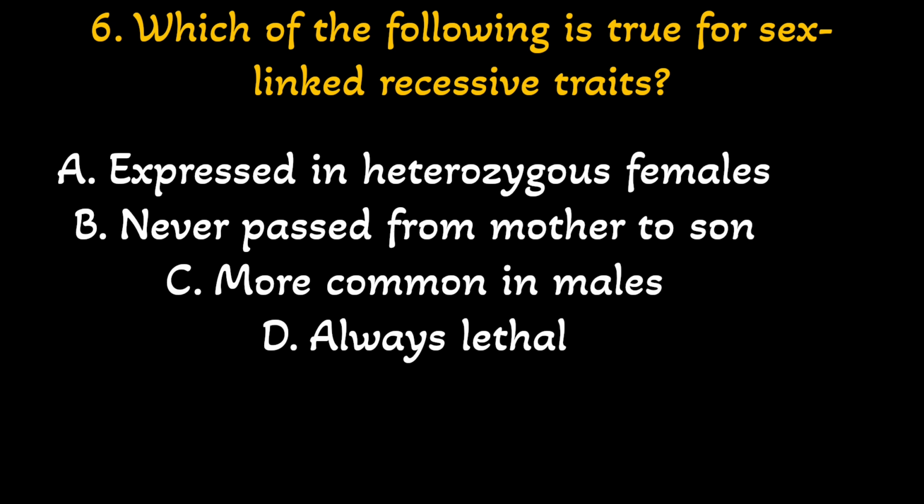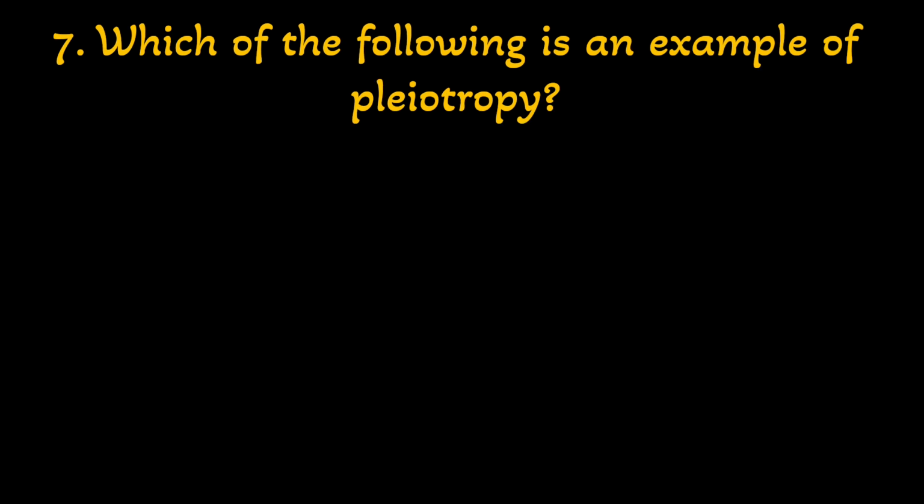Students, the correct answer for this question is option C, that is, it is more common in males. And why? The explanation is that the male will have only one X chromosome, so a single recessive allele on it will express the trait. Now female require 2 copies, hence disorders like hemophilia and color blindness are more frequent in male due to the presence of only one X chromosome. So option C is the correct answer.